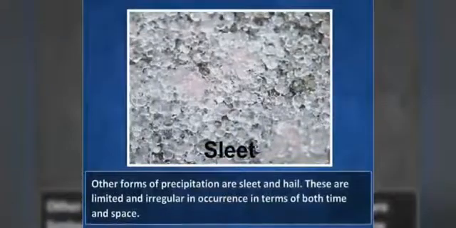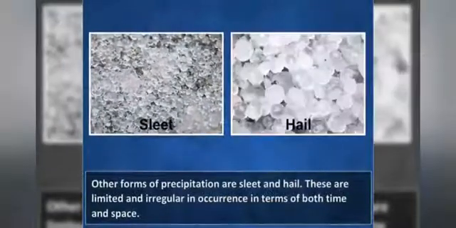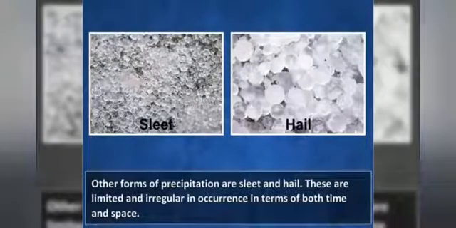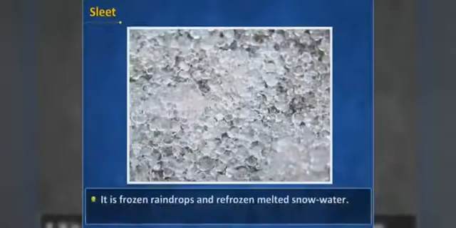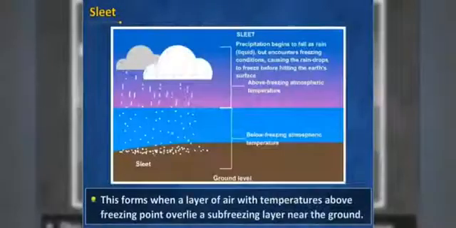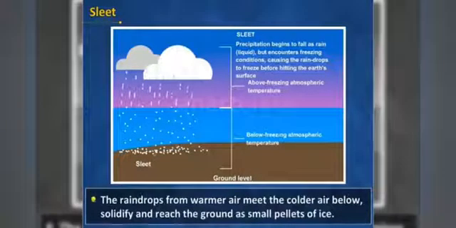Other forms of precipitation are sleet and hail. These are limited and irregular in occurrence in terms of both time and space. Sleet. It is frozen raindrops and refrozen melted snow water. This forms when a layer of air with temperatures above freezing point overlies a sub-freezing layer near the ground. The raindrops from warmer air meet the colder air below, solidify and reach the ground as small pellets of ice.